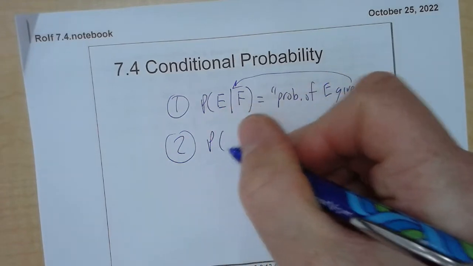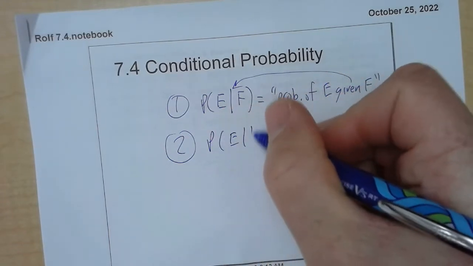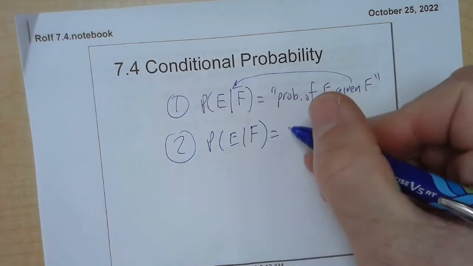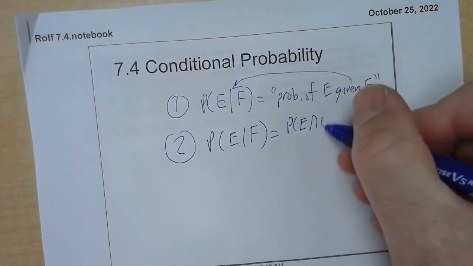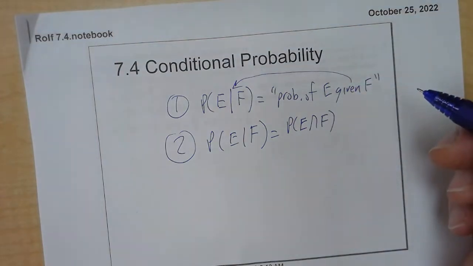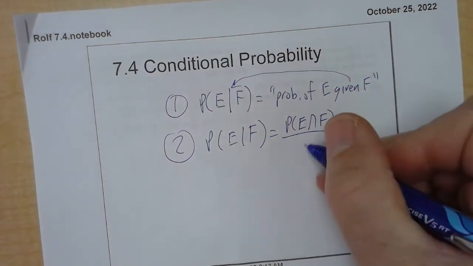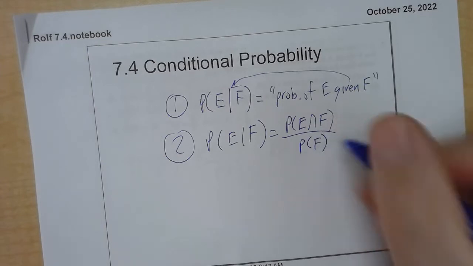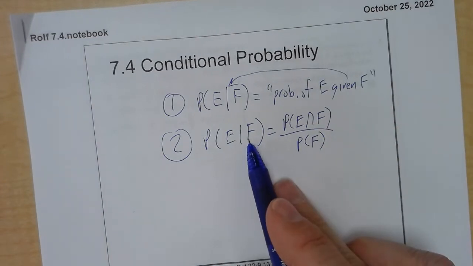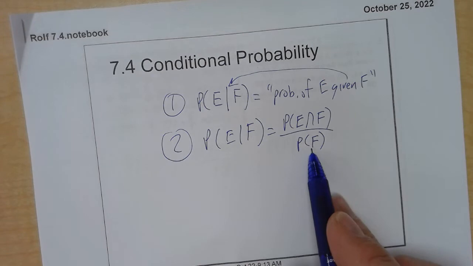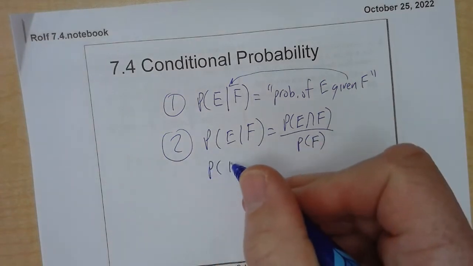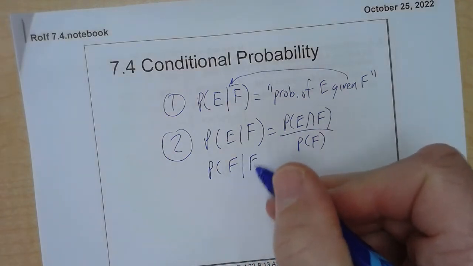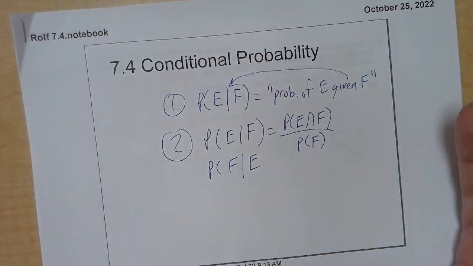The probability of E given F is the probability of E intersect F, that's the overlap between the two circles, divided by the probability of F. So when this F appears here, you're dividing by the probability of F. Now this could be switched in order. So you could have the probability of F given E, and E and F are just letters of the alphabet we're using. You could use A and B or whatever.